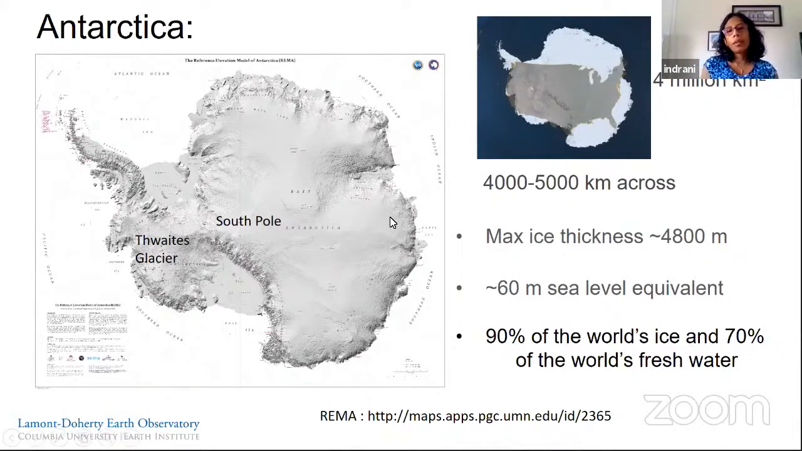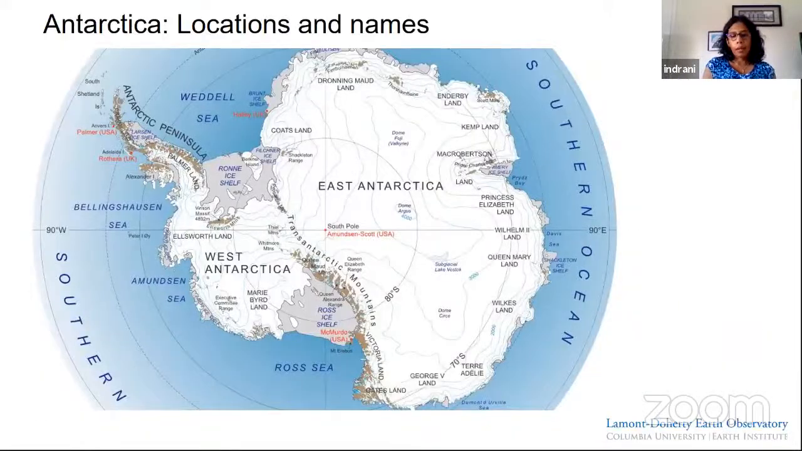Average thickness, so that's the maximum ice thickness I talked about. The average thickness is around 2,500 meters. And all of Antarctica contains 60 meters of sea level equivalent frozen into it. And so it's not surprising that 90% of the world's ice and 70% of the world's fresh water is stored in Antarctica. So this gives you an idea of how big and vast Antarctica is.